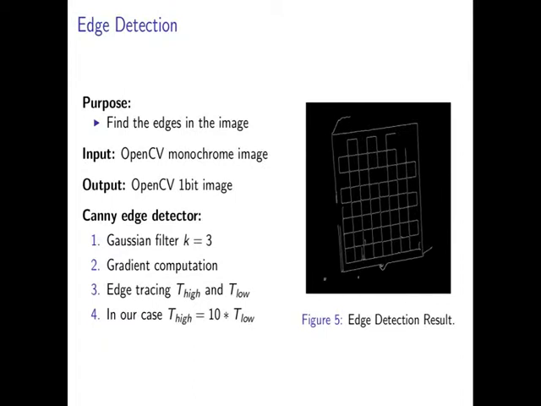I use a Gaussian filter of k equals 3, and then I compute the gradient along all the points, and I trace along two different thresholds, the T high and T low. T high is used for finding the maxima along the line, and T low is actually used to trace along the line. I found that setting T high to be 10 times T low was sufficient in all cases.